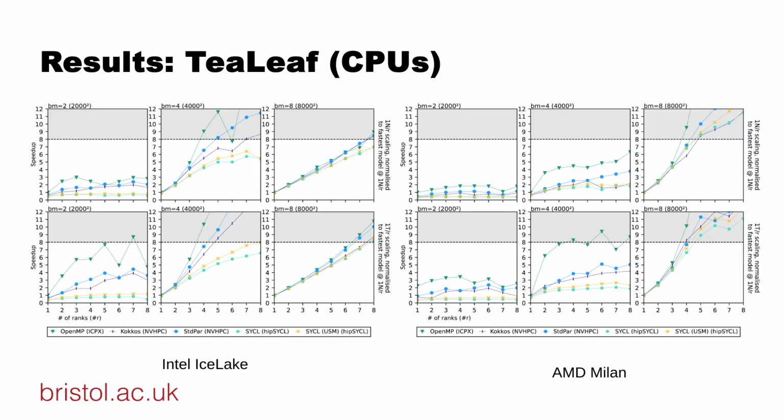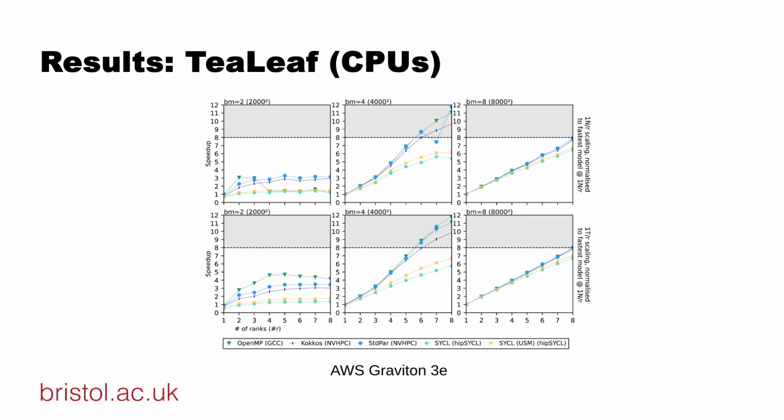For TeaLeaf on the CPU, the shaded area indicates superlinear scaling, regardless of whether it's 1 thread per rank or 1 node per rank. OpenMP managed to outperform all other models in this benchmark. This indicates that OpenMP may have a more optimal reduction implementation, as TeaLeaf is highly dependent on this feature. Here, 1 thread per rank at higher ranks begins to exhibit superlinear scaling as the problem size after domain decomposition starts to fit into the faster levels of the memory hierarchy. Like our CloverLeaf results, the scaling of TeaLeaf is essentially linear on Graviton 3E for larger problem sizes.